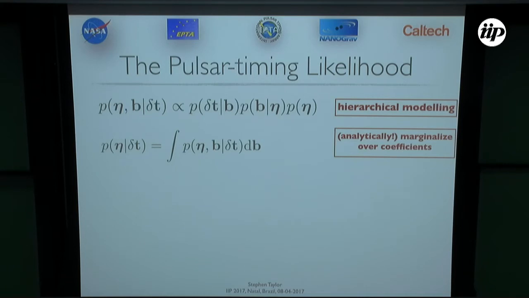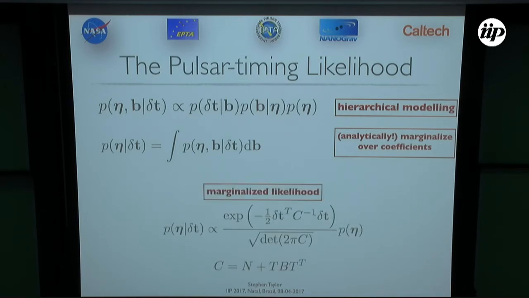You can then, because you've tacked a bunch of Gaussians together here, analytically marginalize over all of those B coefficients, things which you don't actually care about. So that just incorporates all of the uncertainty in the B coefficients, but you don't have to deal with them anymore. You don't care about them anymore. That gives you a marginalized likelihood where you've marginalized over all of the linear coefficients, and you're back to something which looks like it's dense.